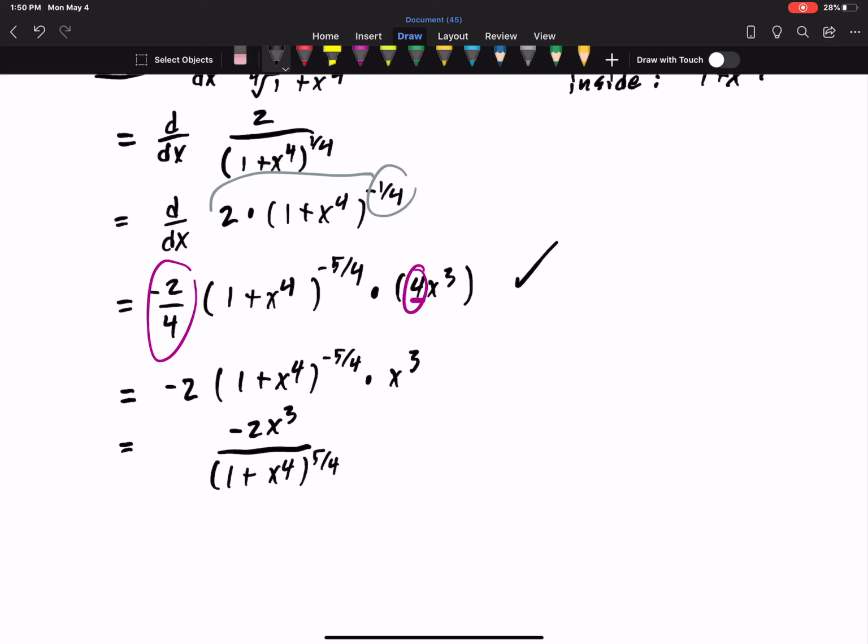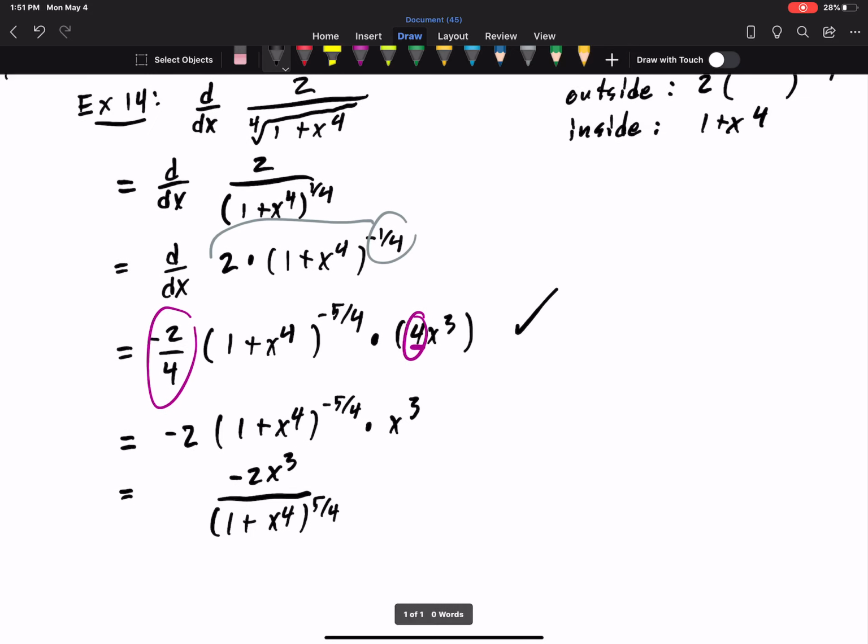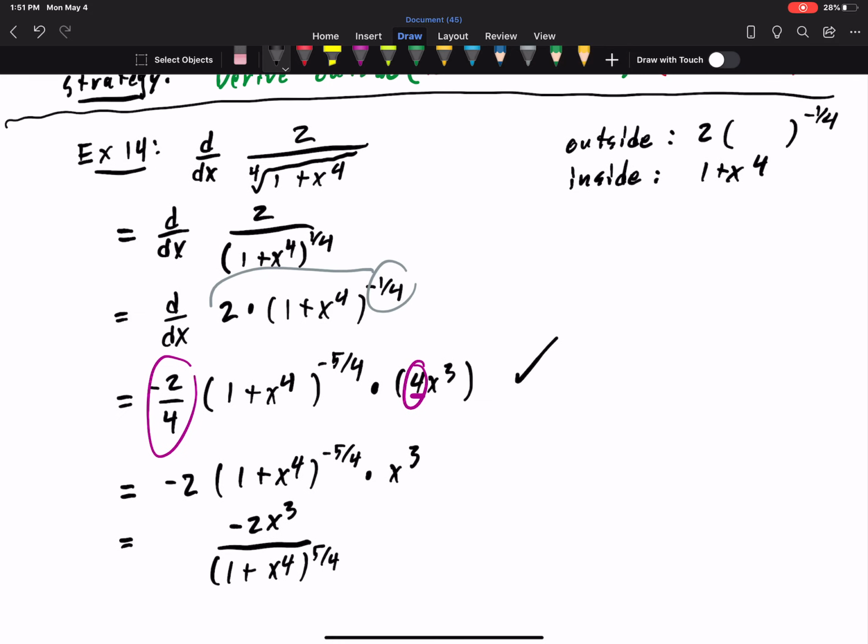That's it. That's the end of this example. So after this, we've algebraically simplified. The thing that made this one challenging is that we had a radical in the denominator. So what you do, as with all things in calculus, you take your radical, you turn it into a power, and then algebraically manipulate it so you can use the power rule. Okay? So that's it. That's example 14.